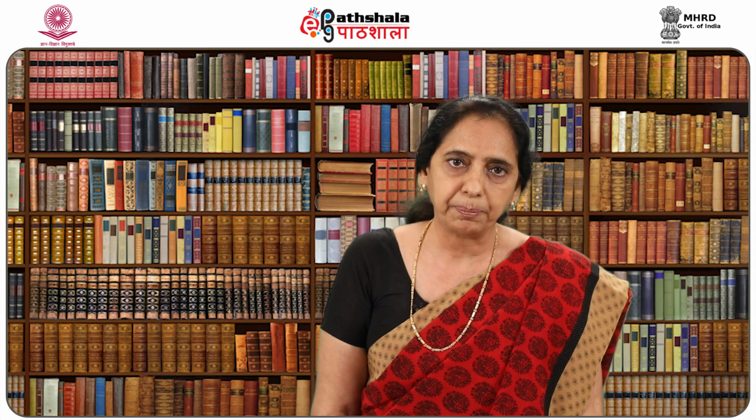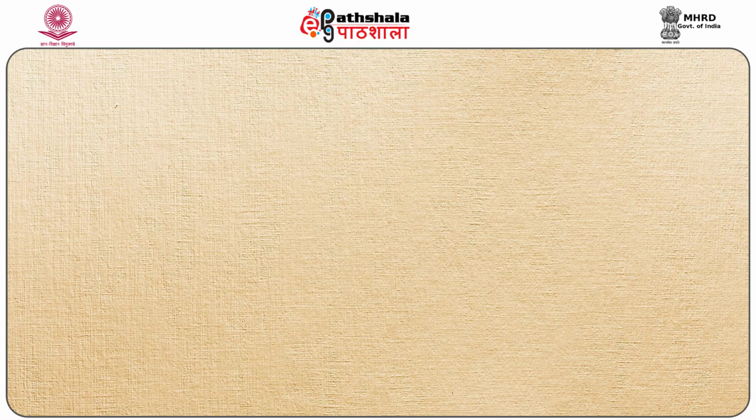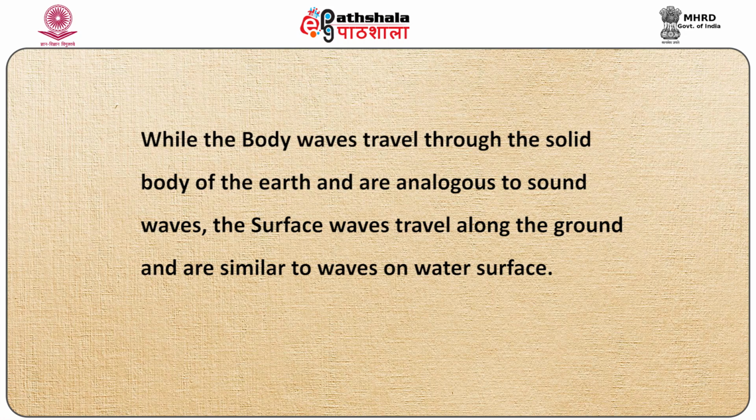When an earthquake strikes a place, it is the seismic waves that cause strong motion, crack the ground and cause immense damage to standing structures and buildings. The energy released during an earthquake moves mainly in two forms of seismic waves, radiating in all directions from the focus: body waves and surface waves. While the body waves travel through the solid body of the earth and are analogous to sound waves, the surface waves travel along the ground and are similar to waves on a water surface.